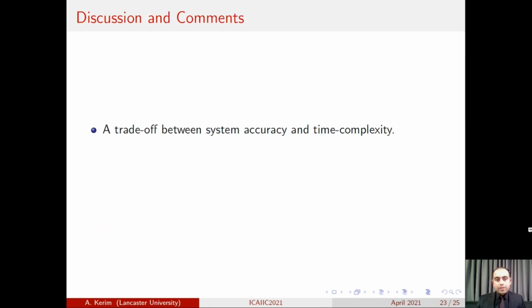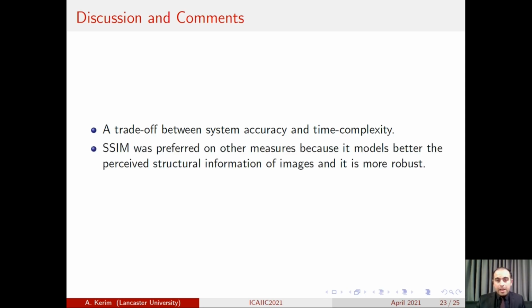There is a clear trade-off between system accuracy and time complexity. So as we mentioned at the beginning, the best solution is to try to maximize the accuracy and minimize the time complexity. The SSIM measure was preferred over other measures because it better models the precise structural information of images, and it is much more robust compared to other measures.